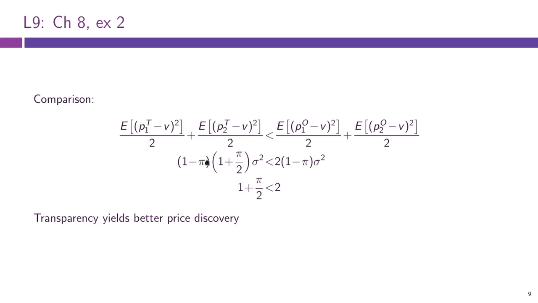So if you plug in all the expressions that we had, this is the residual price variance that we just obtained under opaqueness. We have already established that under transparency the residual price variance is equal to this expression. And if we cancel out sigmas on both sides, we cancel out 1 minus pi's on both sides, we are left with 1 plus pi over 2 versus 2. And we know that pi is between 1 half and 1, which means that the left-hand side is at most 1 and a half, which is definitely smaller than 2. Which means that the residual price variance under transparency is lower than under opaqueness, which means that price discovery under transparency is better than under opaqueness.